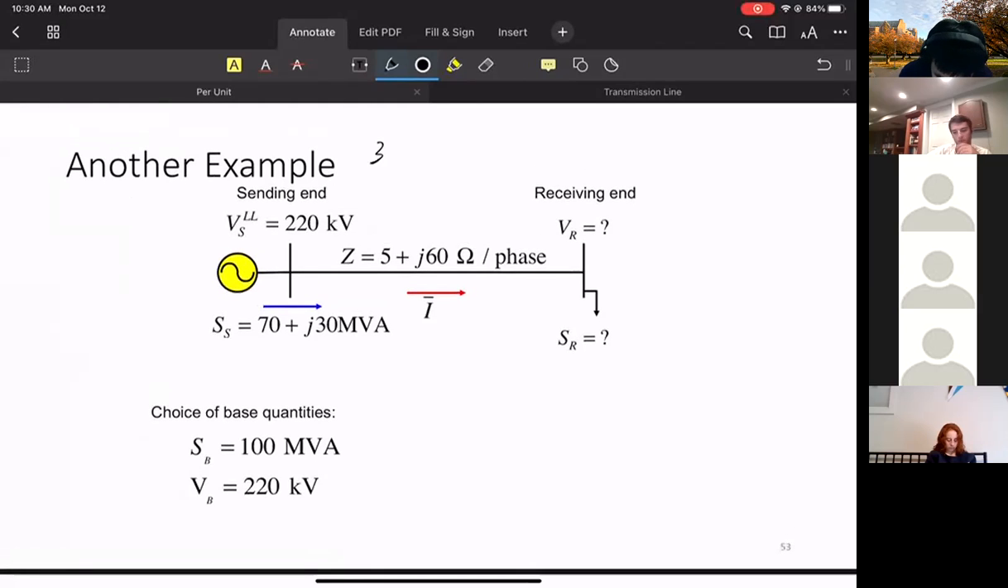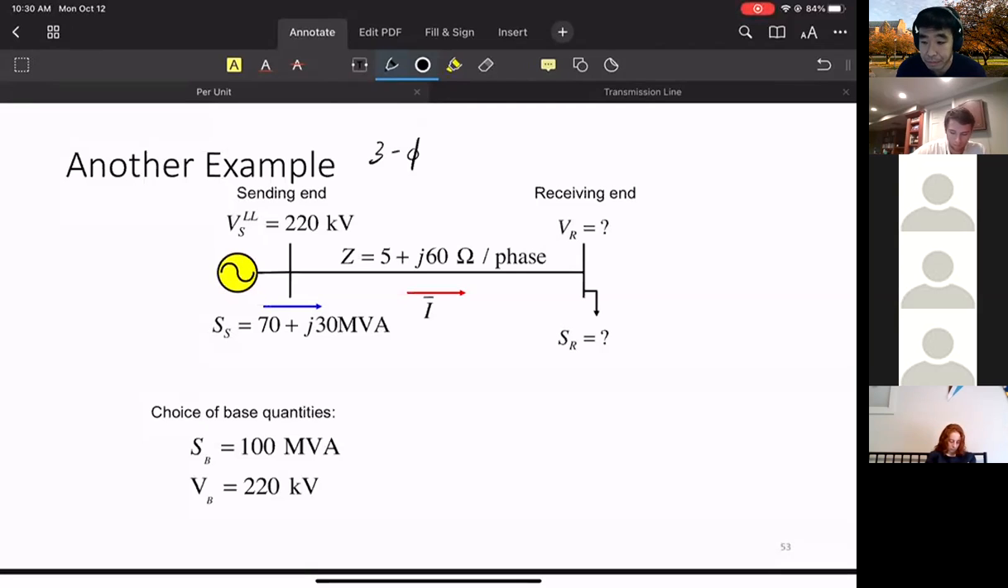This is all 3-phase. We have a line-to-line voltage of 220 kV. We're sending power and converting it to something else. We're going to choose the base quantities and ask what is the receiving end voltage and the receiving end power. Basically here we're going from per unit to absolute value, coming back to the SI value again. We're doing this conversion just to see it one more time.